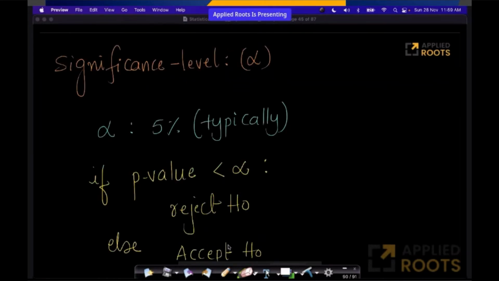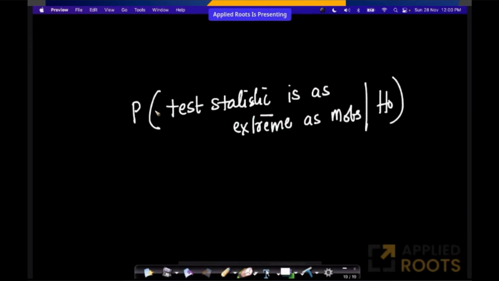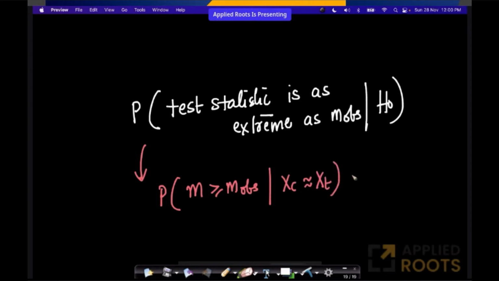Then there is something called the significance level, also called the critical level. The significance level that is typically taken is 5%. There is no rule that says you should always take 5% as the significance level. Now, what I mean by significance level is this. Let me write this equation. This is the same as the probability of observing my random variable M greater than or equal to my observed value under my null hypothesis. Again, I'm writing it for our problem.